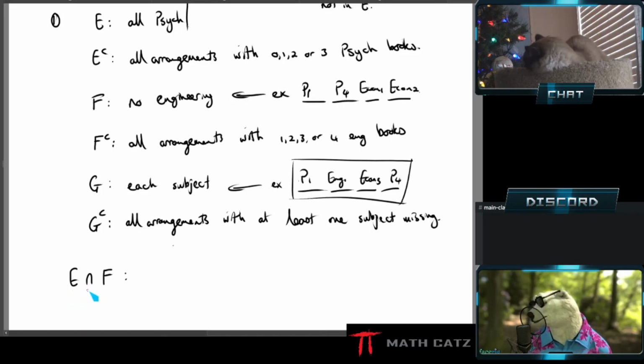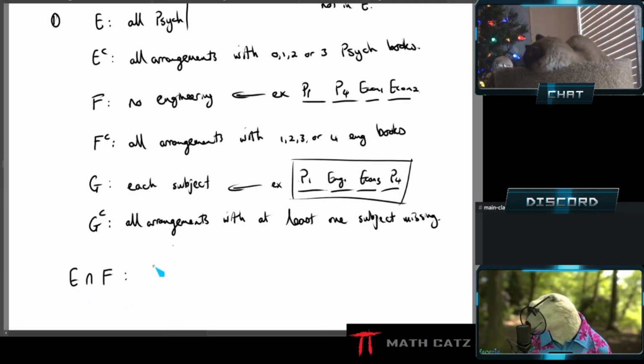And I'm looking for the overlap. I'm looking for the arrangements that are in both. So E requires all psychology books. F requires, yes, they could be all psychology books. Then I'm happy. But I also have some other stuff. So it's a little bit more difficult to visualize these. I have to talk through for myself what each one's requirements are to sort of see how they're related.